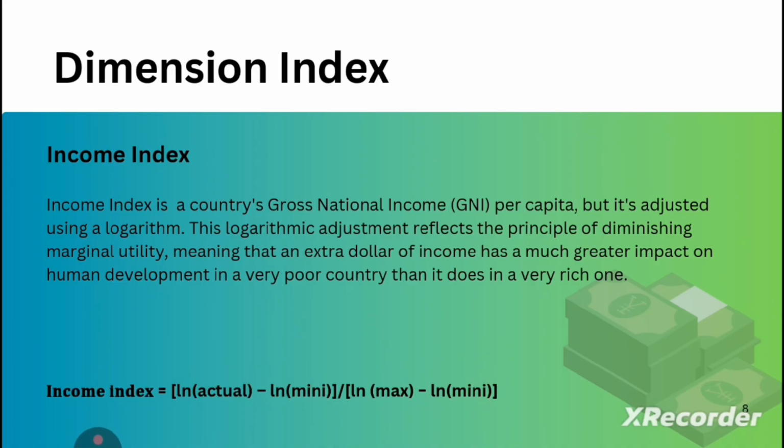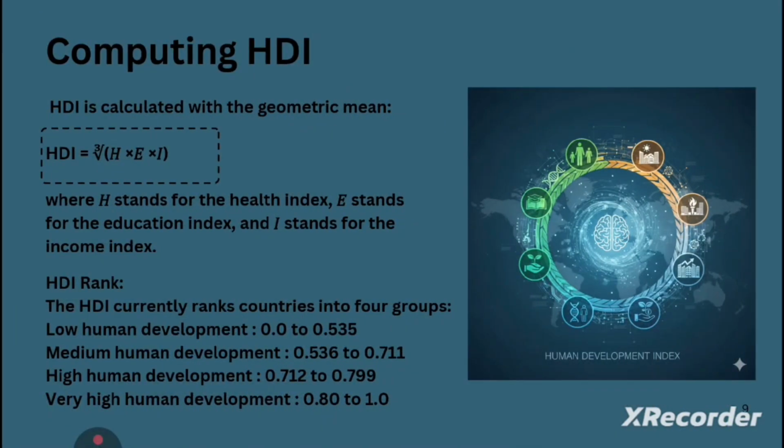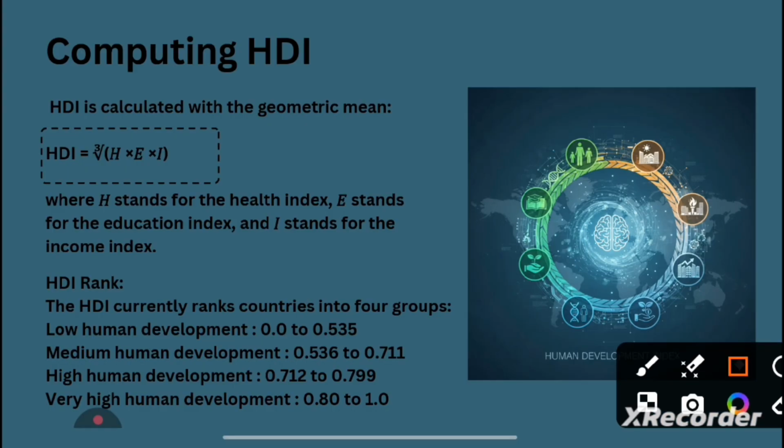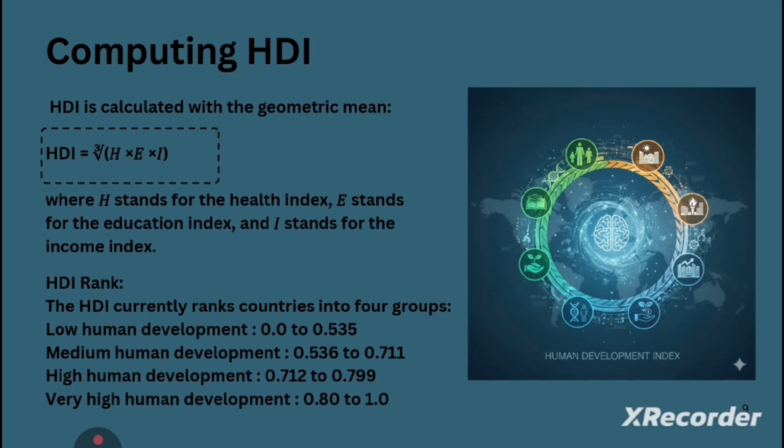Now we know all these indexes. To compute Human Development Index, we need to know the main equation. We use a geometric mean. Here we can see the equation for the Human Development Index, which uses the cubic root of all three indexes, where H stands for Health Index, E stands for Education Index, and I stands for Income Index.